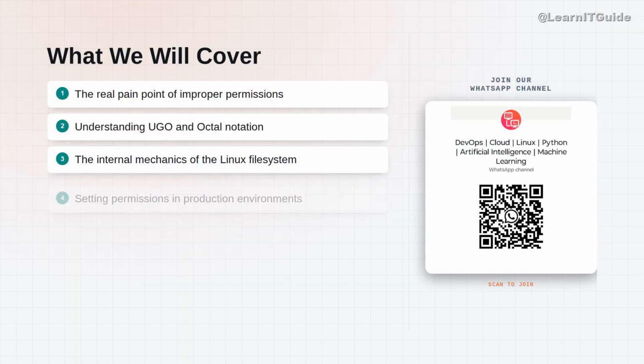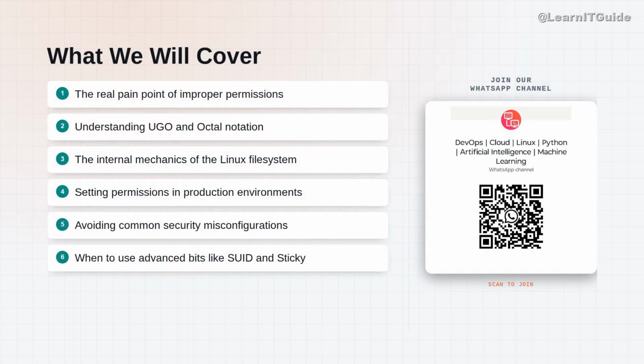Specifically, that includes why things break without proper control, the UGO and octal systems, internal file system mechanics, production-grade configuration, and avoiding common pitfalls. These are the topics we are going to cover in this video, so do not skip ahead. Watch all the way through to actually understand this properly.